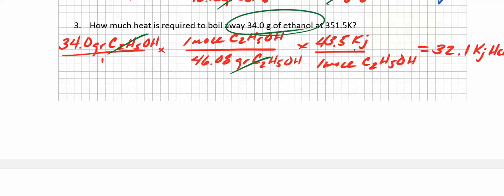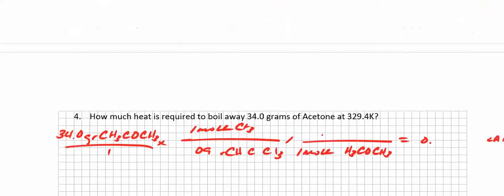Now I'm going to multiply that by the heat of vaporization. Remember, I want to boil this, not melt it. The heat of vaporization of ethanol is 43.5 kilojoules per mole. I'll cancel this unit with this unit. I'm left with kilojoules, and I end up with 32.1 kilojoules of heat, and that'll do it for number 3. Let's move on to the next one.